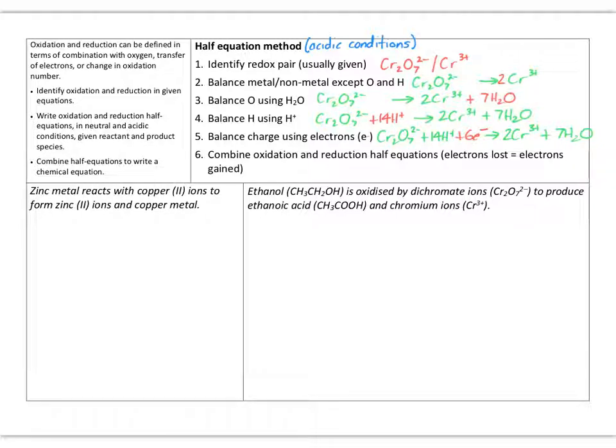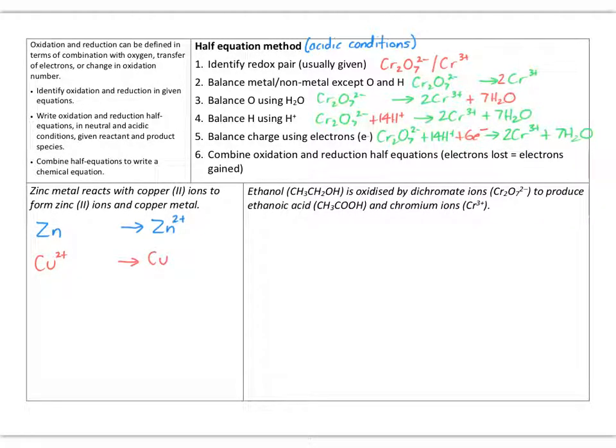So, let's look at this. Zinc metal reacts with copper 2 ions to form zinc 2 ions and copper metal. I demonstrated this one in the lab last week when we dropped some zinc into some copper sulfate. So let's identify the 2 redox couples, the redox pairs. The redox pairs are the zinc going to form zinc 2 plus ions, and the copper sulfate, so the copper 2 plus ions going to form copper metal.